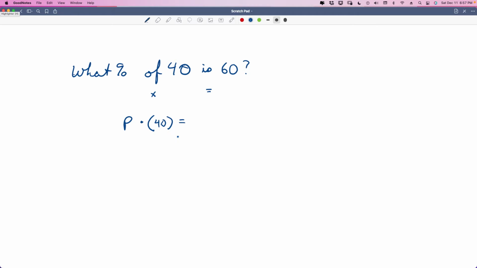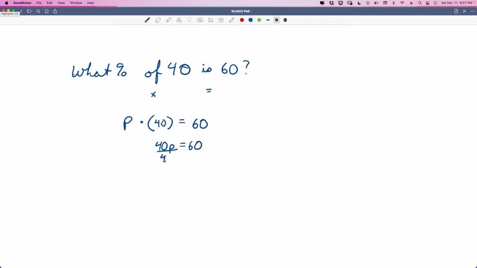So our next question says, what percent of 40 is 60? We know that of means to multiply and is equal. So we need to find a percent times 40. That would equal 60. So P, or percent, is our unknown. So 40P is equal to 60.